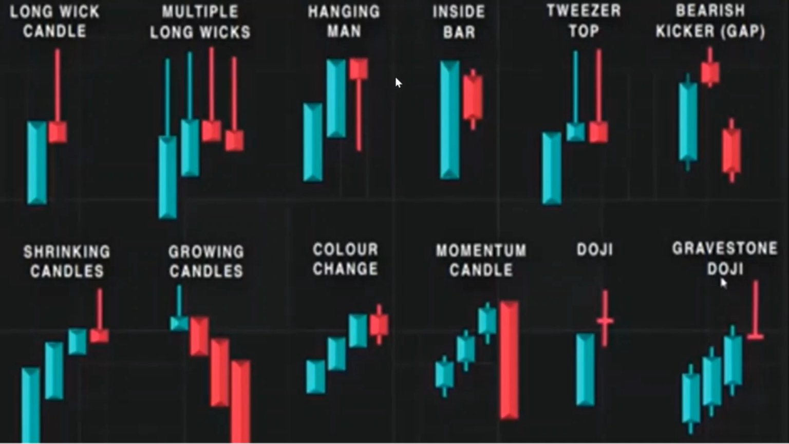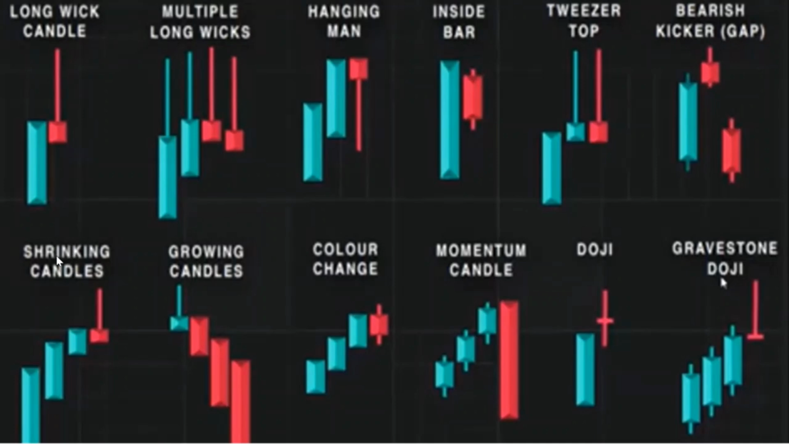We have the hanging man, you can see it over here. The inside bar, this is it. Okay, we have the tweezer top. This is the tweezer top. Okay, the bearish kicker gap, this is it.